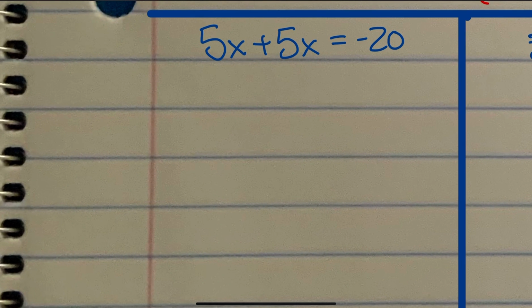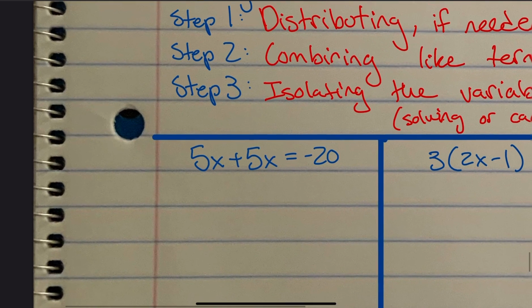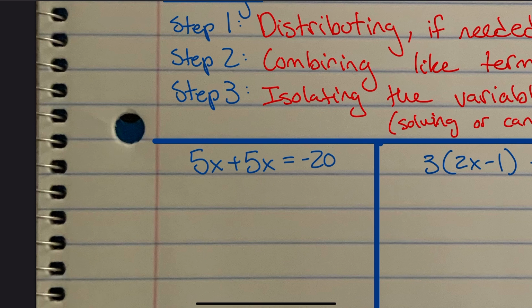All right, so we have 5x plus 5x equals negative 20. All right, so I'm going to take a look at those steps one more time. Distribute, combine like terms, isolate the variable. Okay, step 1, distribute. Now I'm looking at this thing. I don't see any parentheses, so I do not need to distribute. There is nothing to distribute. So let's move on to step 2.